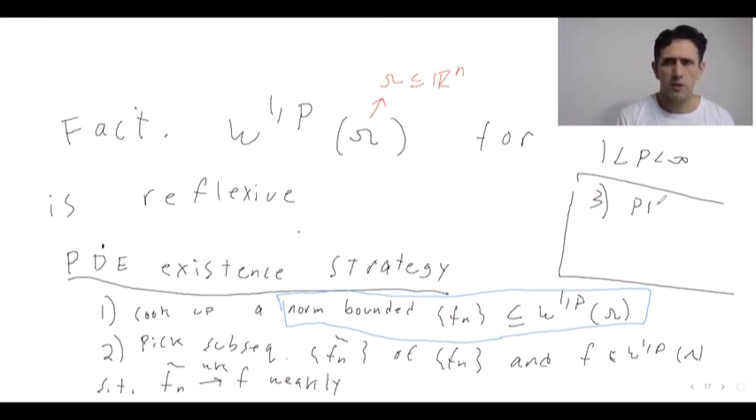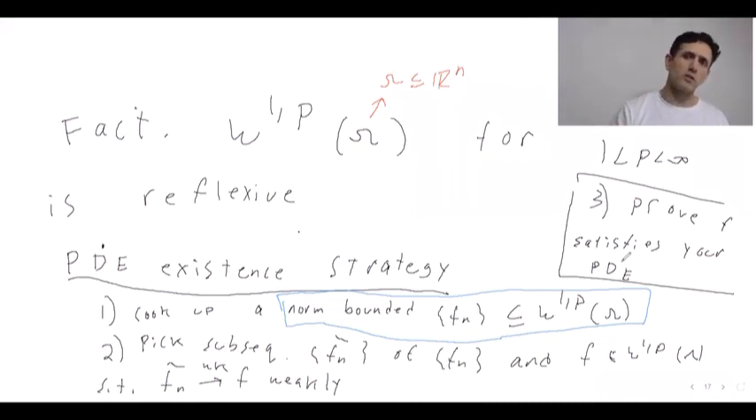And this is much, much easier to state than it is to actually implement. Usually 1 and 2, 1 is usually not too bad. 3 is really the work. Prove that f satisfies your PDE in the weak sense, in the sense that we've talked about differential equations a little bit, weak solutions of differential equations.